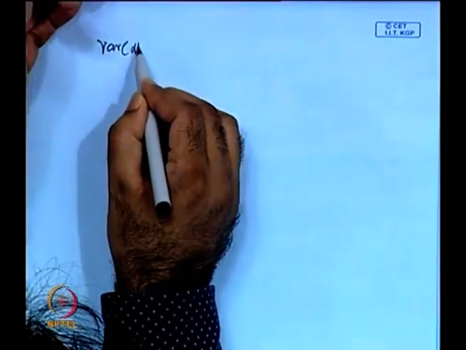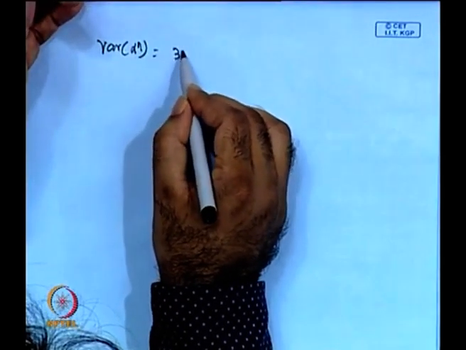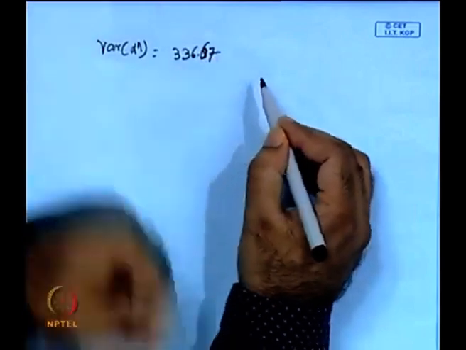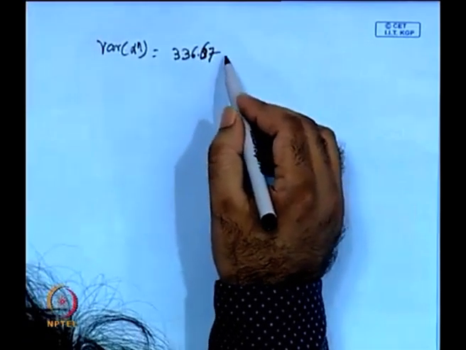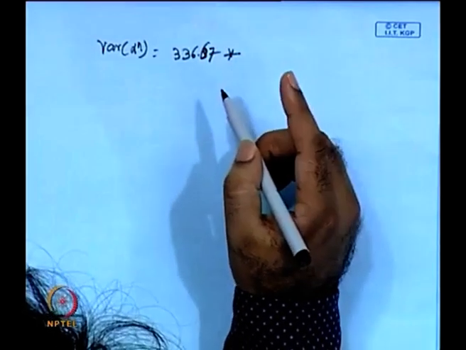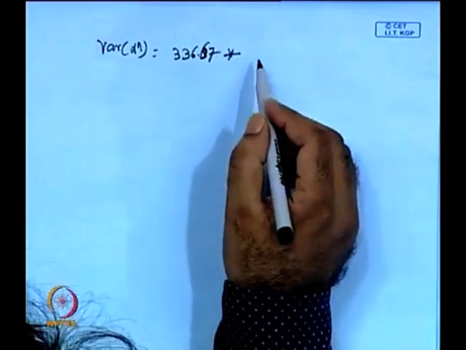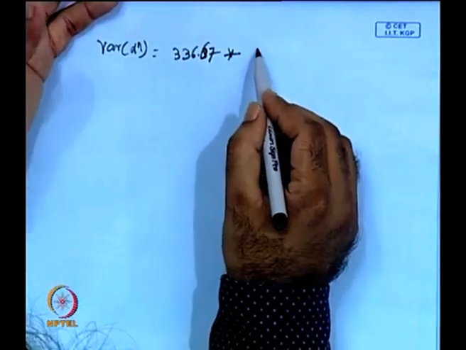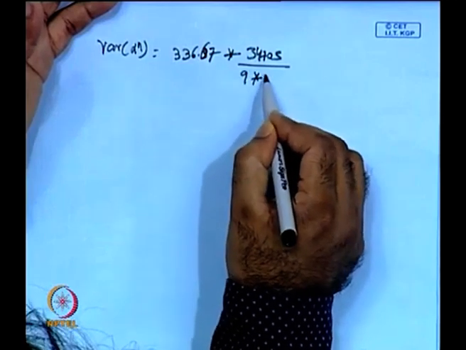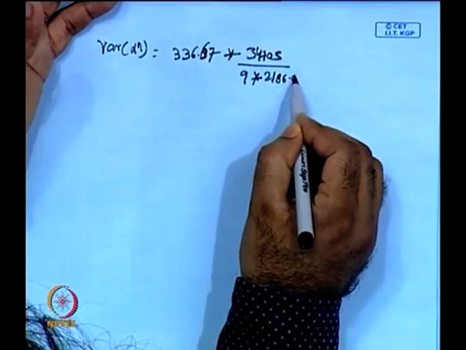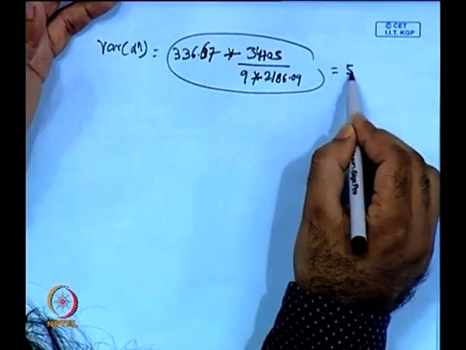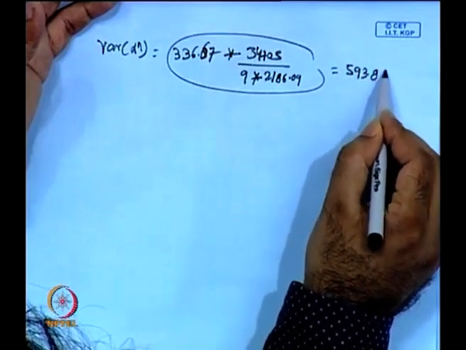So now the variance of alpha hat is equal to 336.67. This is what we have derived right now. That is, summation e square, sigma square, divided by n minus 2, multiplied by summation capital X square by n summation small x square. So the summation of capital X square value is 3434705 divided by 9 into 2186.09. If you simplify this structure, ultimately you will get 593.86. So this is the variance of alpha hat.